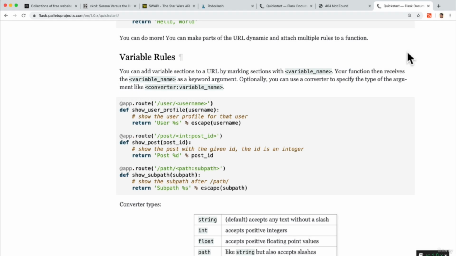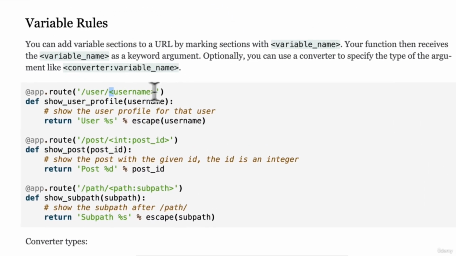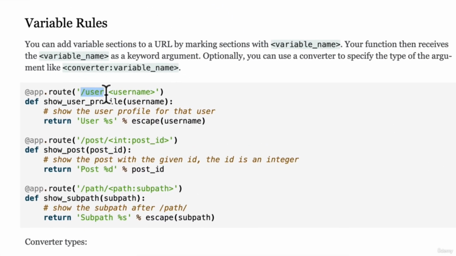Welcome back. Flask has this other tool called variable rules that we haven't talked about. What variable rules allows us to do is something like this, dynamic. So for example, /user/ with these greater than and less than signs and the username. Now, we'll get back to this in a second and some of this syntax.